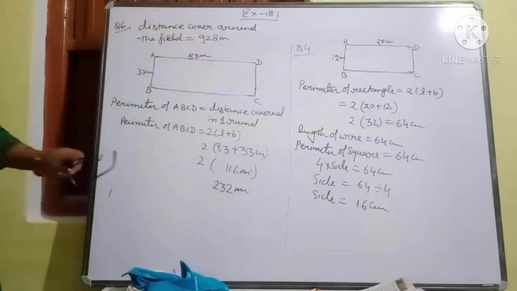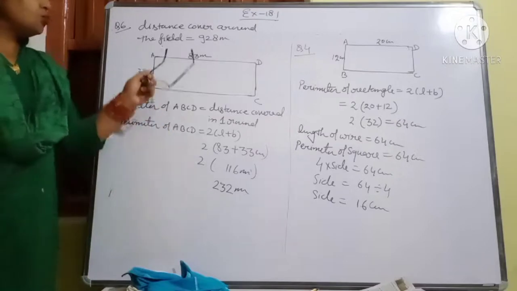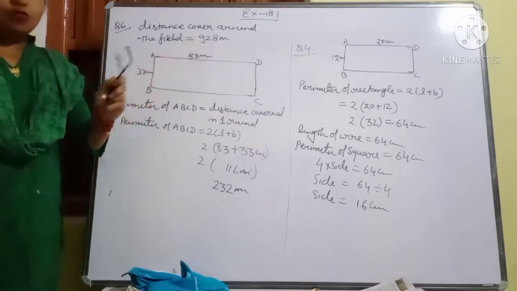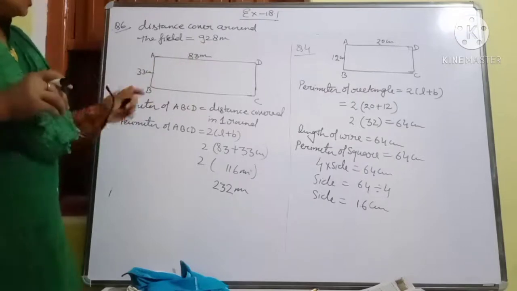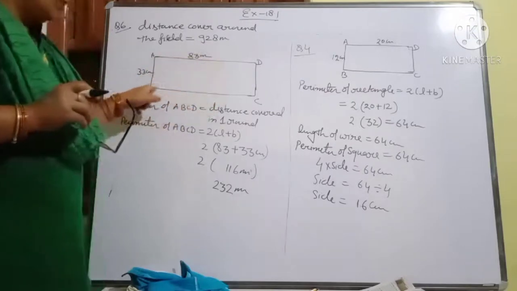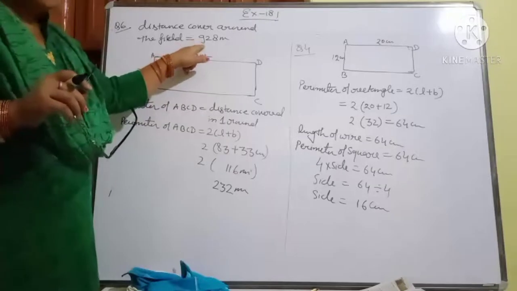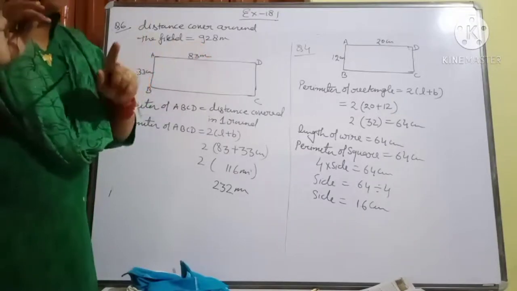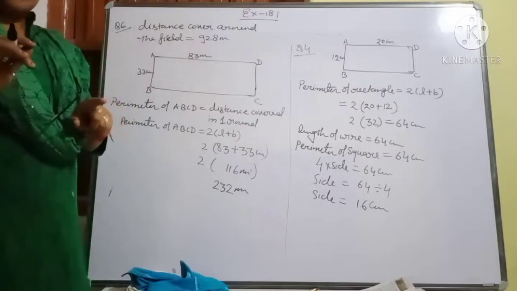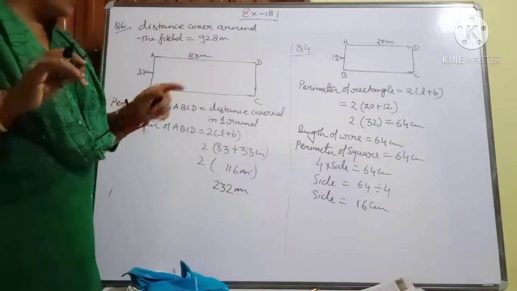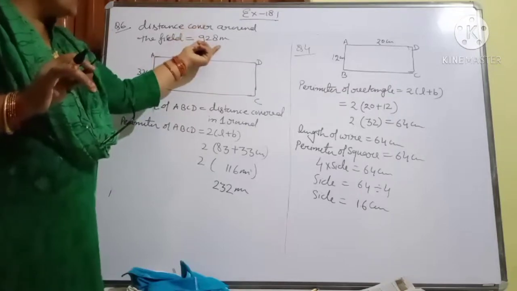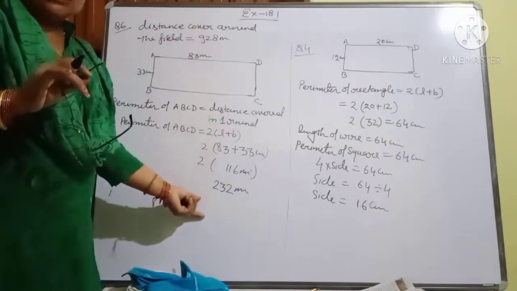She is running or covering 232 meter distance in one round. But the total distance, how much has she covered? 928 meter. Because in one round she will complete 232 meters, it means she has taken more than one round. More than one round. Now we have to calculate the number of rounds. Now what do we have to do? We have to find the number of rounds. So the number of rounds can be calculated as the total distance divided by its perimeter.